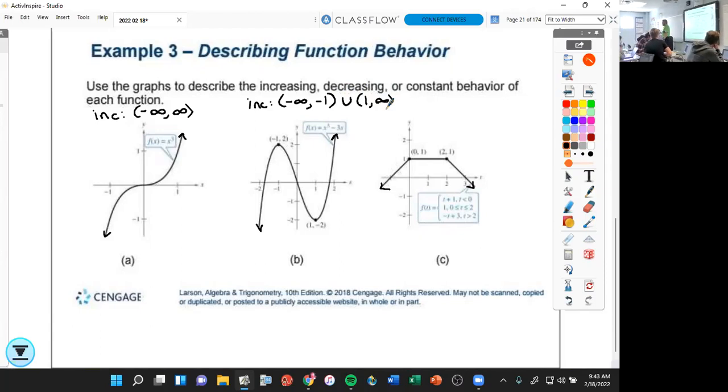We're only talking about the domain. On what interval is the function increasing or decreasing or constant? We're talking about the values of the domain. Is this function ever constant? No. Is it ever decreasing? Okay. When is this function decreasing? From -1 to 1.